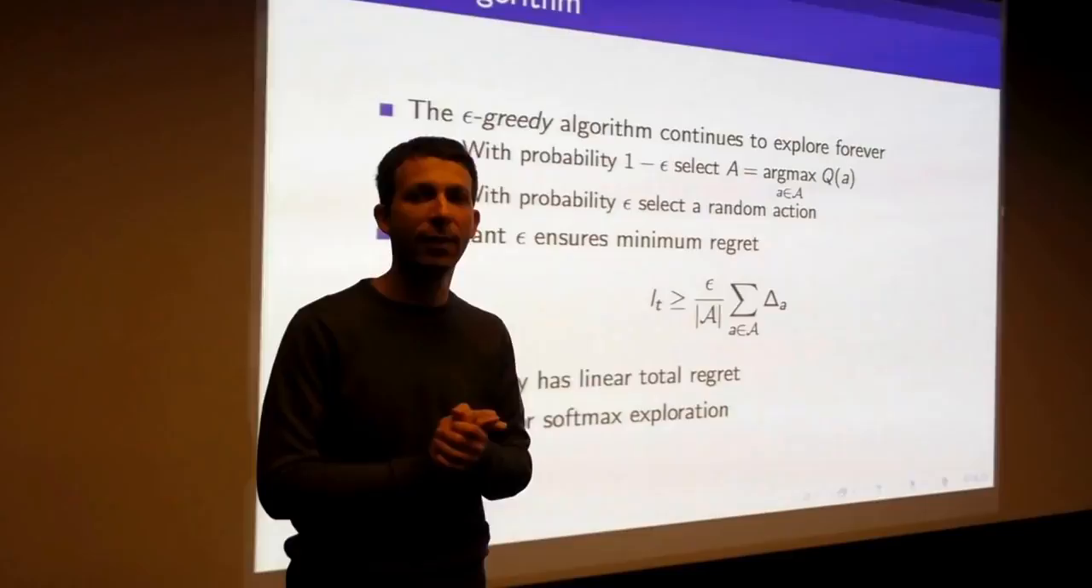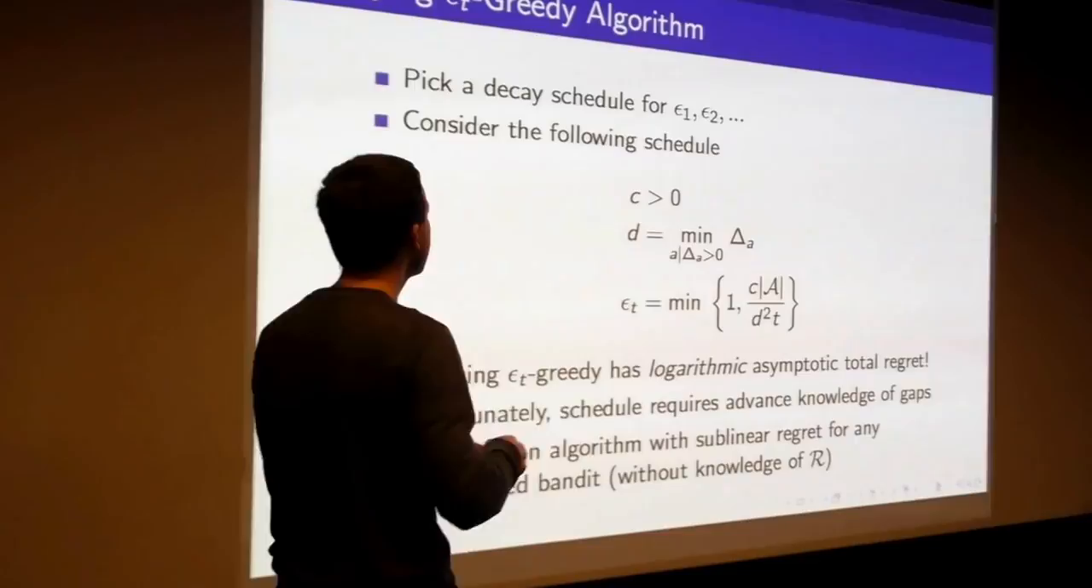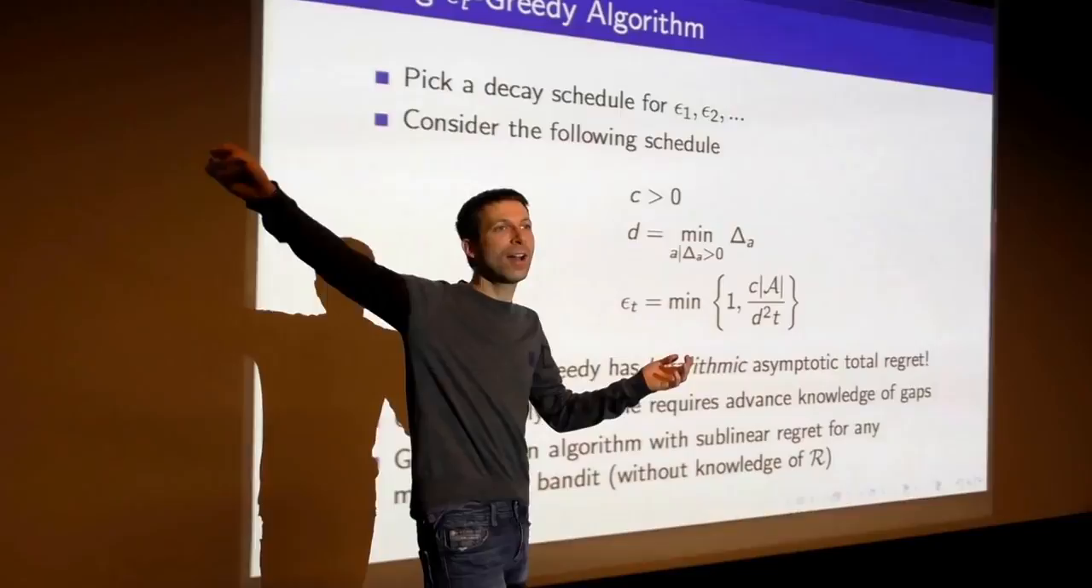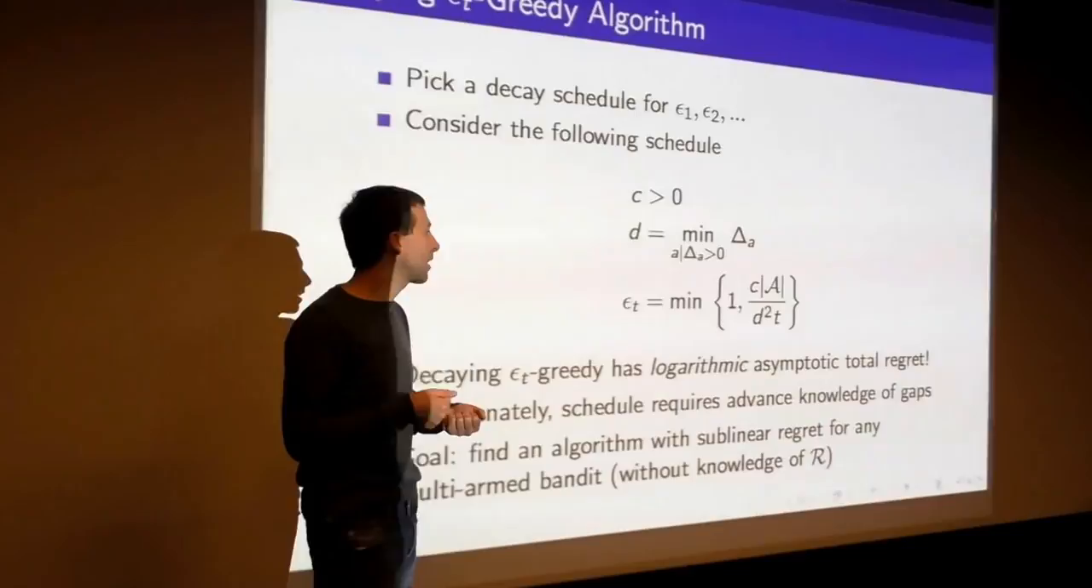But despite that, it turns out that if you just do something very simple, which is to decay your epsilon over time, which we've also talked about before, so you have some probability that you pick a random action, starts off at maybe 50%, and you just decay it slowly over time until it eventually reaches 0%, now it turns out that you can get sublinear regret.